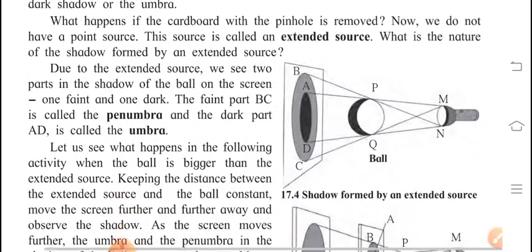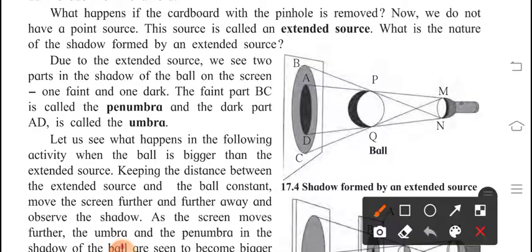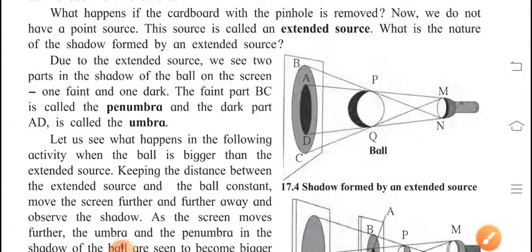What happens if the cardboard with the pinhole is removed? Obviously, if you remove the pinhole, then there is no source of light coming through the pin. That means there is no shadow obtained from that. Okay, now we do not have a point source. This source is called an extended source. What is the nature of the shadow formed by an extended source?